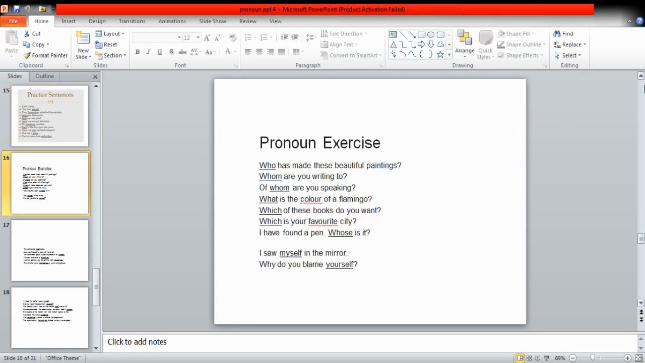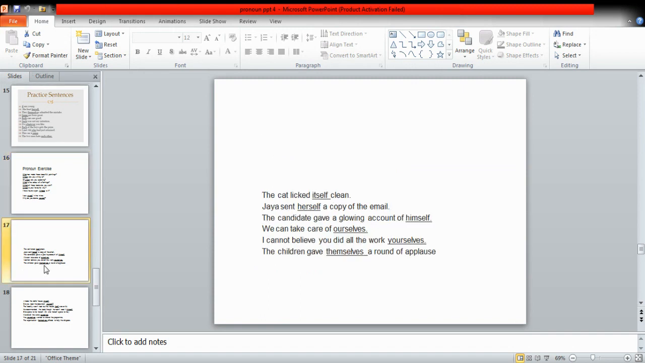Then we come to some other sentences. In all these sentences, who, whom, what, which, and whose, they are all interrogative pronouns because they are there in the sentences to ask the question. I saw myself in the mirror. I saw whom or I saw what. So myself and yourself in both of these sentences are acting as an object, so they are reflexive pronouns. The cat licked what? Itself.